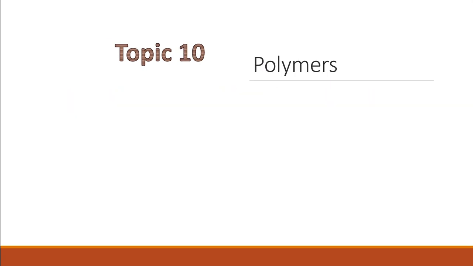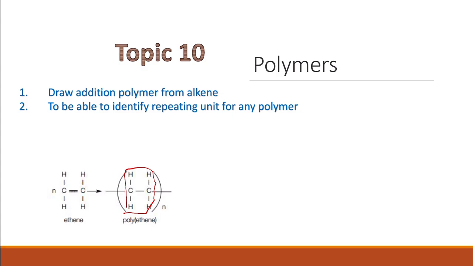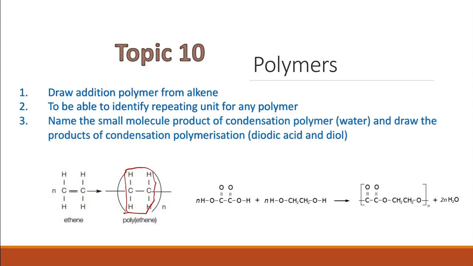dioxide. Topic 10, polymers. You should be able to draw the addition polymer from an alkene like this one, and you should be able to identify the repeating unit. This is the repeating unit for this particular alkene, and this is for any polymer, whether it's addition polymer or condensation polymer. You should be able to name the small molecule product from condensation polymerization, which is water, and you should be able to draw the product of the condensation polymerization.